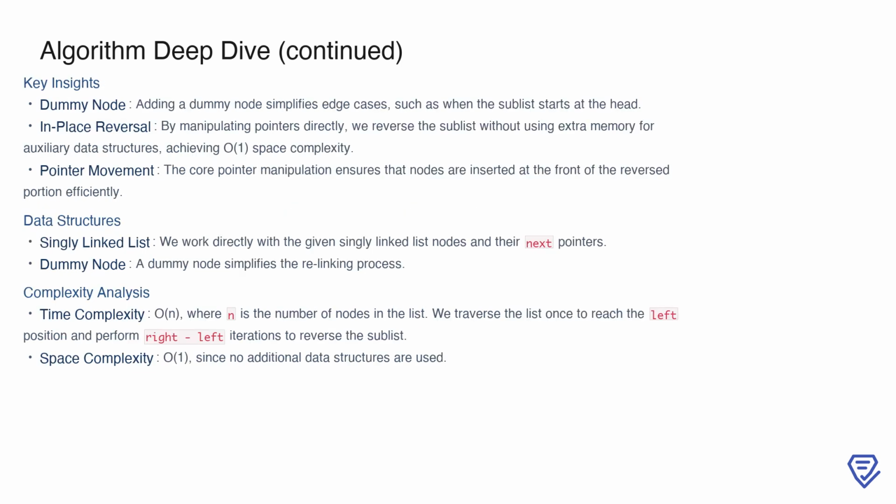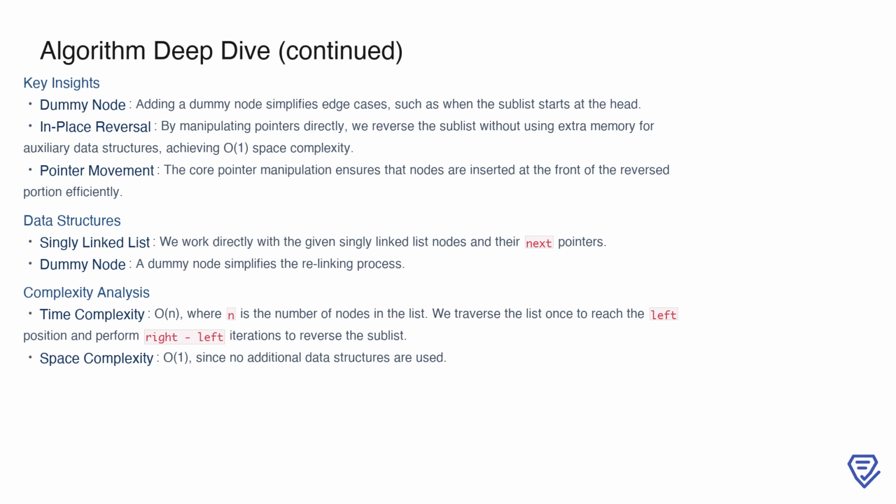Reflecting on the algorithm, there are a few key insights to highlight. First, the use of a dummy node simplifies edge cases, especially when the reversal starts at the very beginning of the list. This avoids the need for additional conditional checks and makes the relinking process more straightforward.